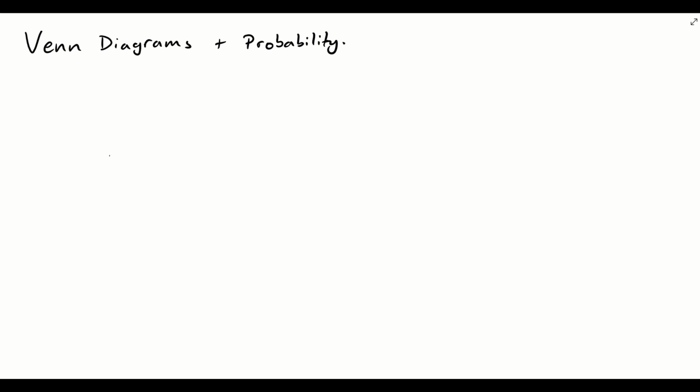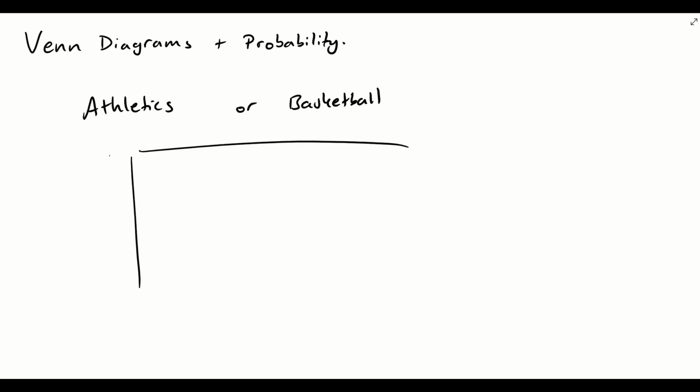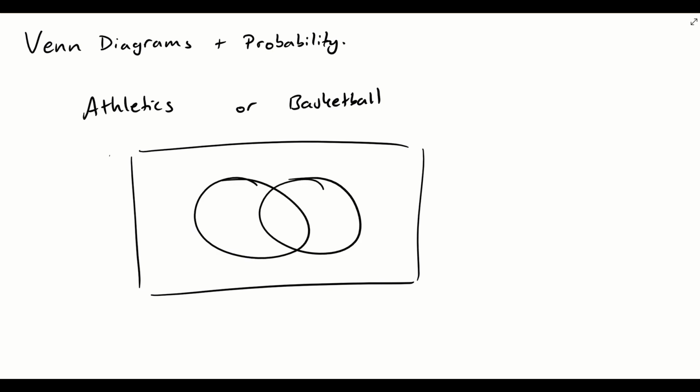So in this video, we're going to take a look at Venn diagrams and some of the probabilities that we can extract from these Venn diagrams. So let's say that we ask a group of people whether they like athletics or basketball. Okay, and I'm going to put the results of our data from asking these people into a Venn diagram. Okay, and we're going to label our circles.